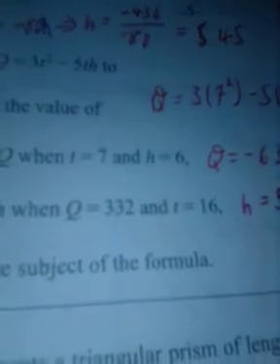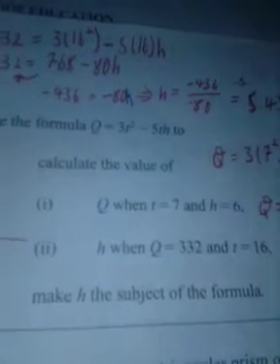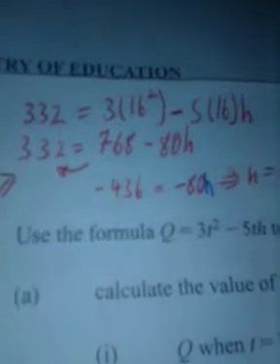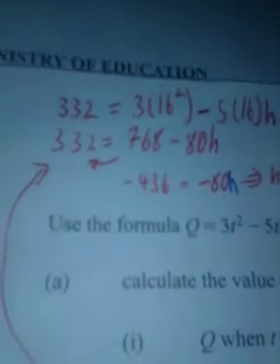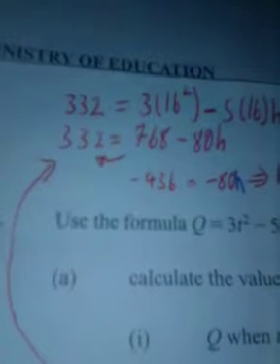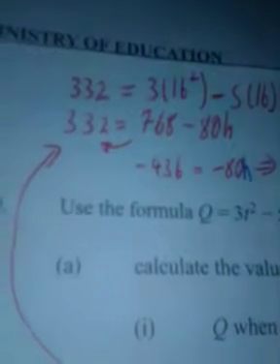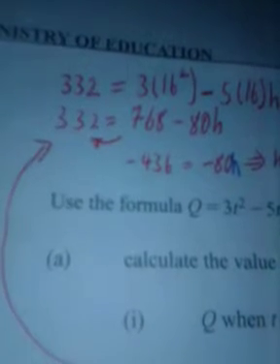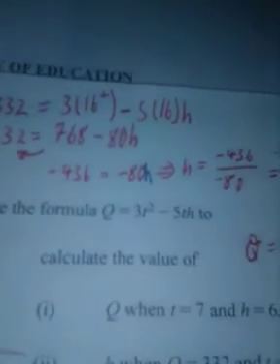Now, find h when q is equal to 332 and t is equal to 16. So wherever q is, I'm going to write 332, and wherever t is, I'm going to write 16. So what I get, 332 is equal to 3 times 16 squared minus 5 times 16 times h, which works out to 768 minus 80h. I'm going to bring the 768 over, subtracting that from the 332, I end up at minus 436, is equal to minus 80h. Now divide both sides by minus 80. Negative divided by negative is a positive, and I get h is equal to 5.45.